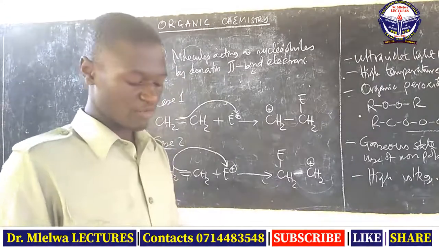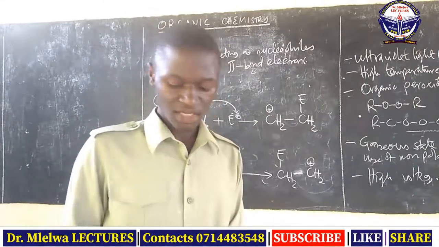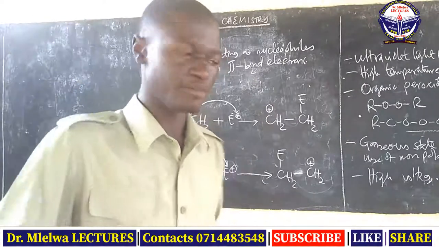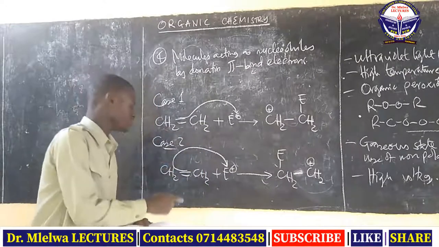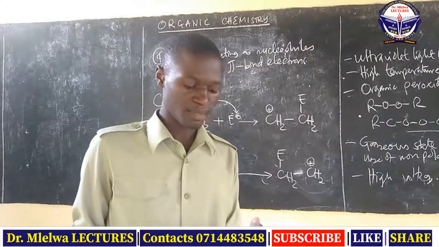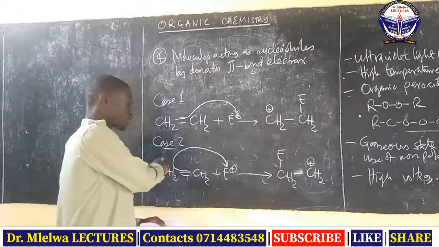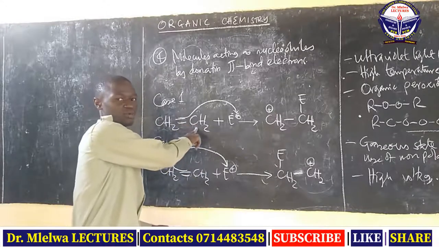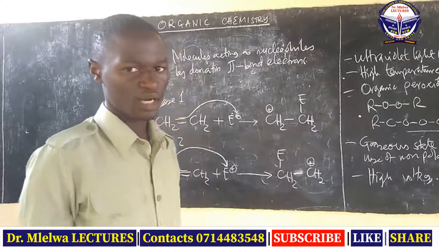In the explanation of rule number 4, we say that if a molecule acts as a nucleophile by using a pi bond, an arrow must pass through the carbon where a new bond will be formed. So if an arrow passes through this carbon, that means a new bond will be formed here. And the remaining carbon, which originally had a pi bond, becomes positively charged. If the arrow passes through this carbon, the other carbon, which is this one, will be positively charged. That shows the depletion of the electrons.